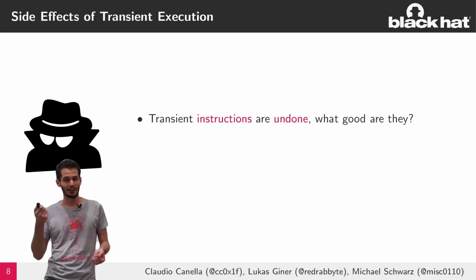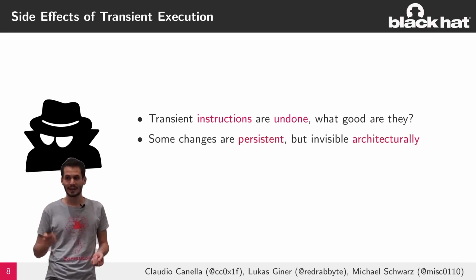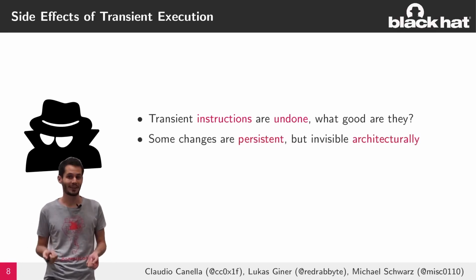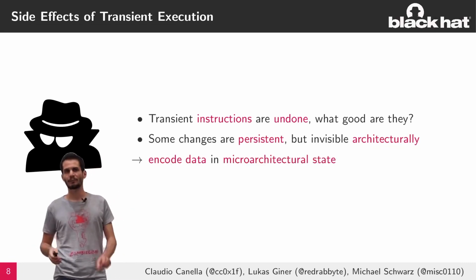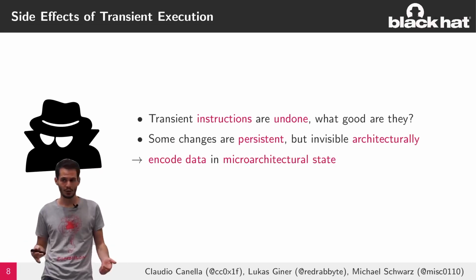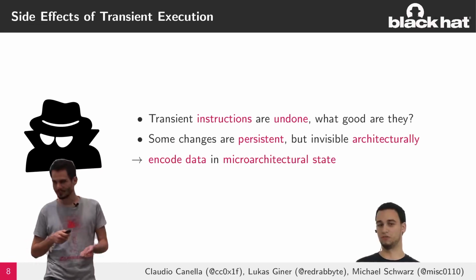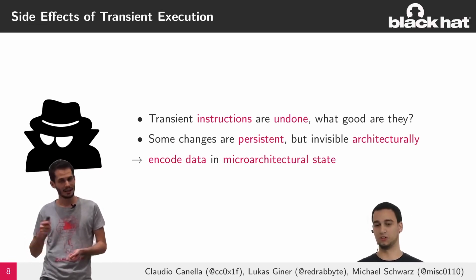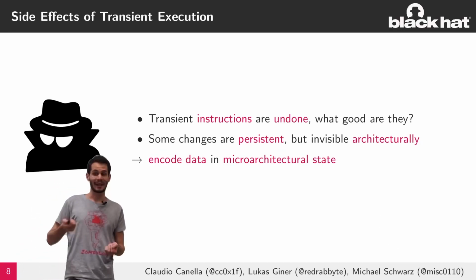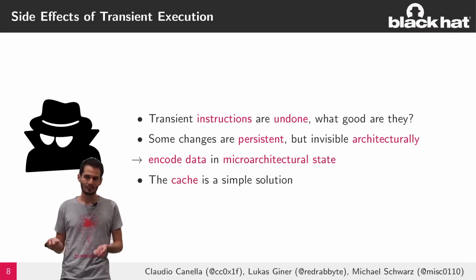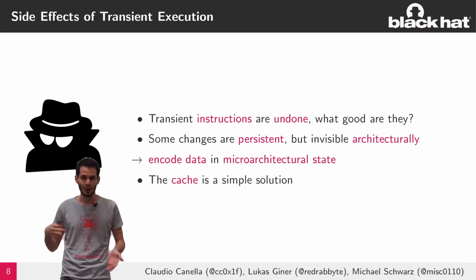Remember I said the processor tracks the architectural changes and reverts those. It does not track microarchitectural changes. So we can encode data that we calculate during transient execution into a microarchitectural state. Do you have an example of microarchitectural state? Yes, one of those stateful microarchitectural elements is the cache. That's a simple way. The state in the cache is whether a cache line is present or not.